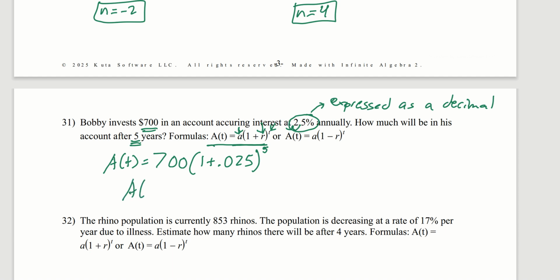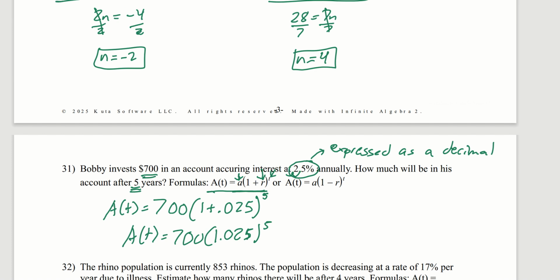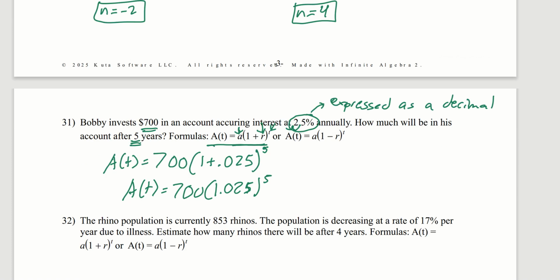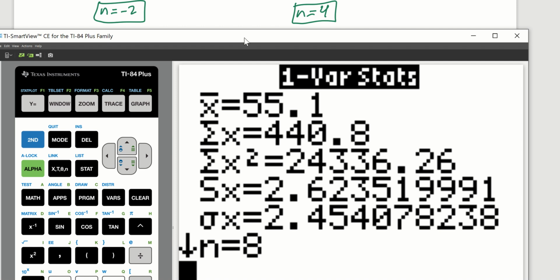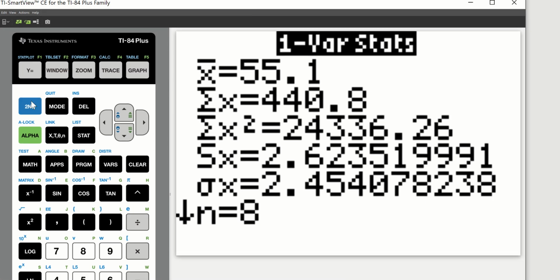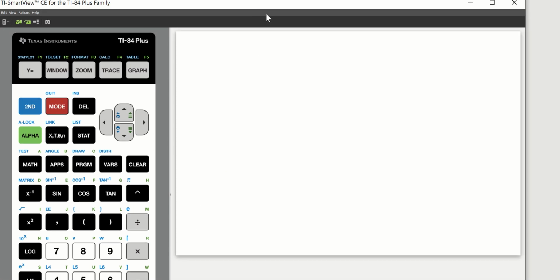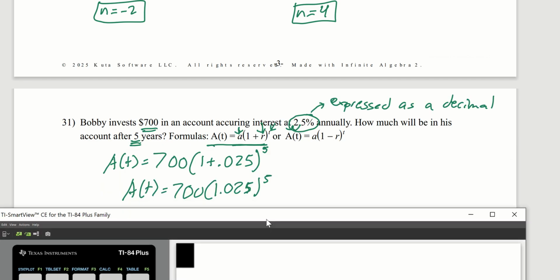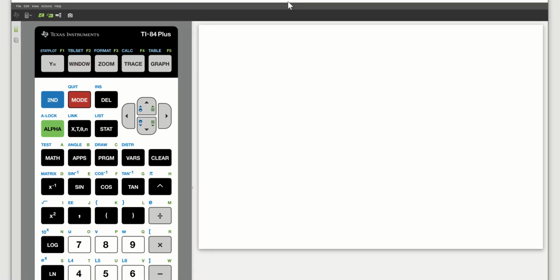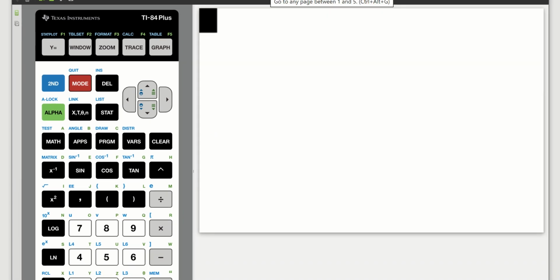So if I wanted to, I could go ahead and simplify this here. A of t equals 700, 1 plus 0.025 is 1.025. And then once I get to this spot, I really could just type this into the calculator. So I'll just show that here real quick. Let's see if I can get my calculator pulled up. You can see the statistics that we were doing in the last lesson. So I have 700 and then times 1.025 to the power of 5. So I'll try to see if I can get most of this to fit on the screen here.